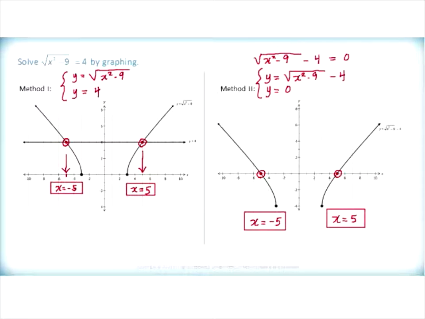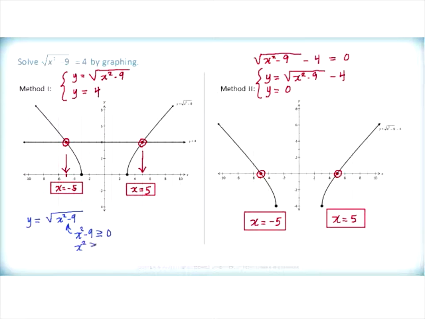In sketching the graph of this function, you can use your knowledge of transformations, but it is important to remember that there are restrictions on the domain of the function. When graphing y equals the square root of x squared minus 9, you have to remember that you cannot take the square root of a negative number. So we know that x squared minus 9 has to be greater than or equal to 0.